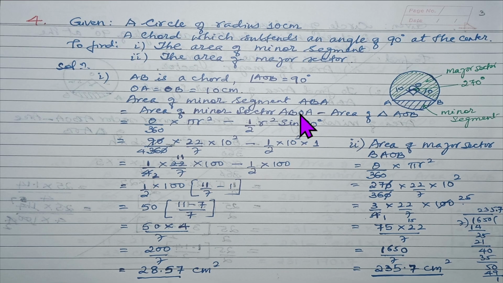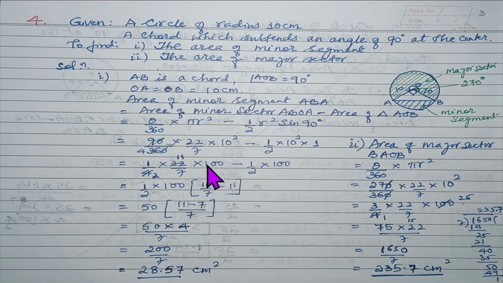Now the area of the minor sector ABOA is equal to theta by 360 into pi r square. Area of triangle AOB is equal to half r square sine theta, and theta here is 90 degrees. So 90 by 360 into 22 upon 7 into 10 square, because r is 10 here, minus half into 10 square into sine 90 degrees, and sine 90 degrees is 1. Simplifying, we get 1 by 4 into 22 upon 7 into 100 minus half into 100.